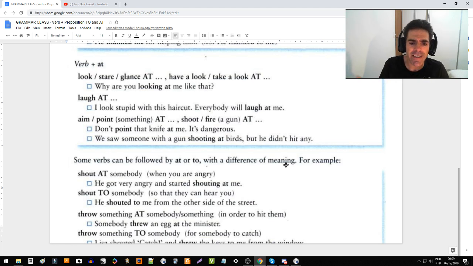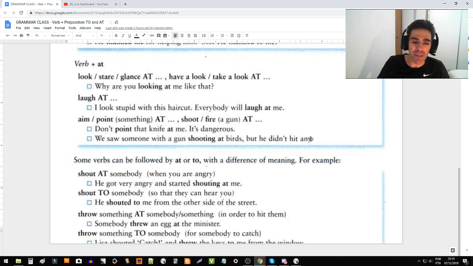So don't point that knife at me. Don't point the knife at me. It's dangerous. We saw someone with a gun shooting at birds, but he didn't hit any.